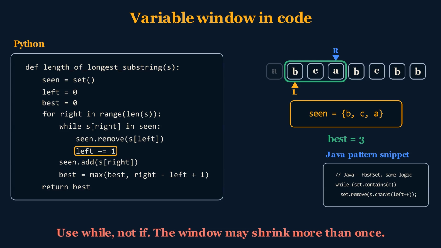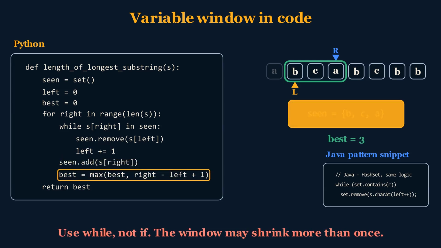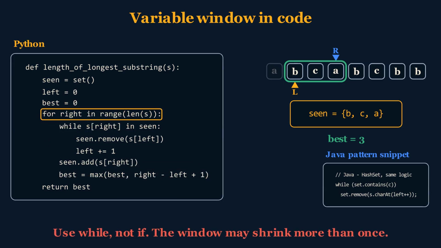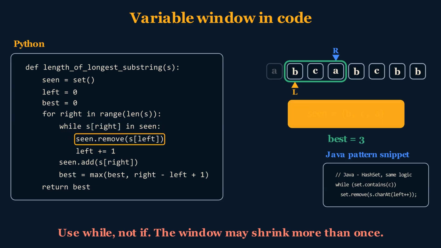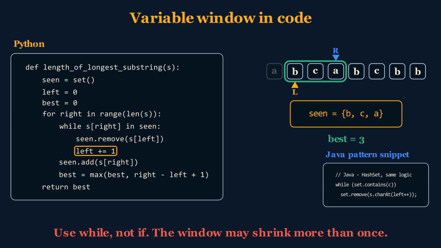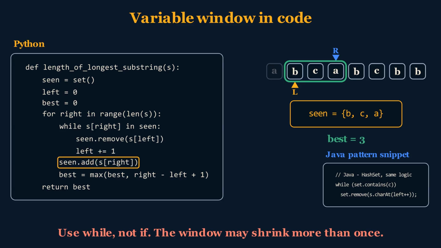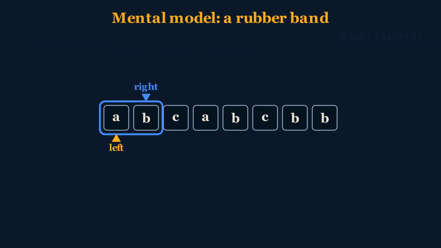Watch the pointers. Right expands. When a duplicate appears, left repairs. Notice we used while, not if, because we may need to shrink more than once. Same idea in Java with a hash set. Different syntax, identical logic. Here's a mental model that makes this stick.